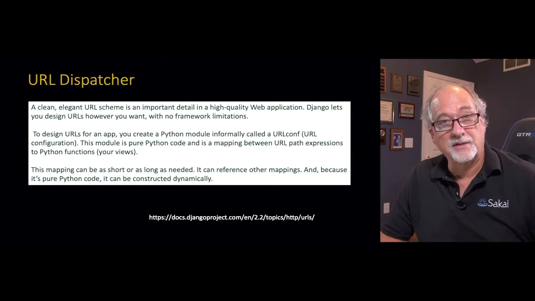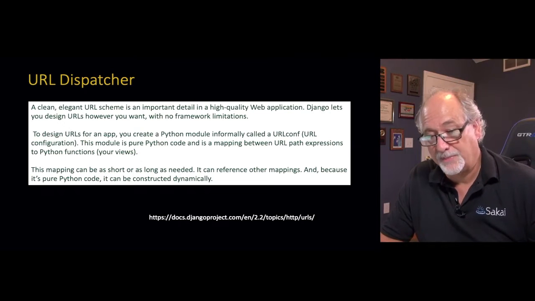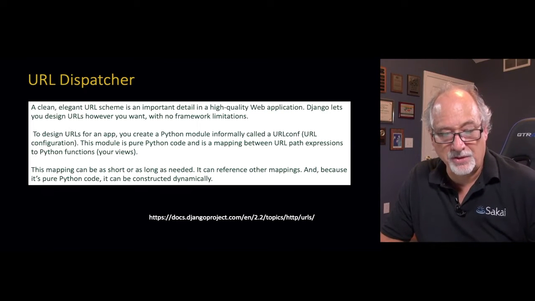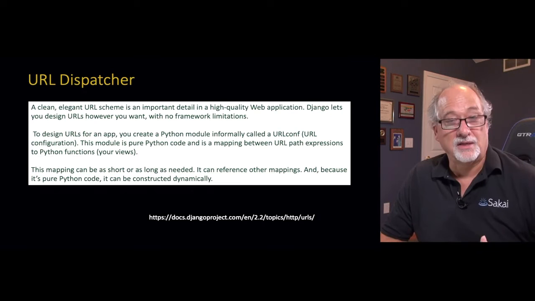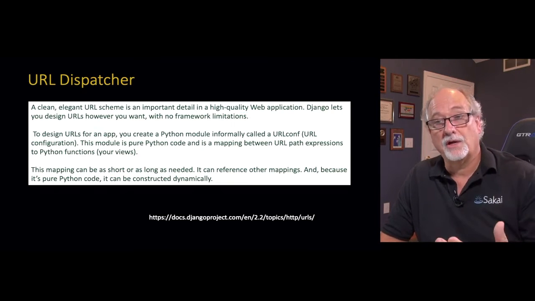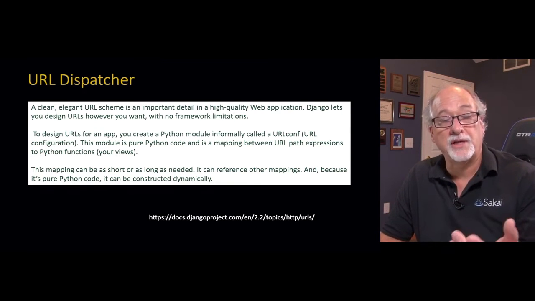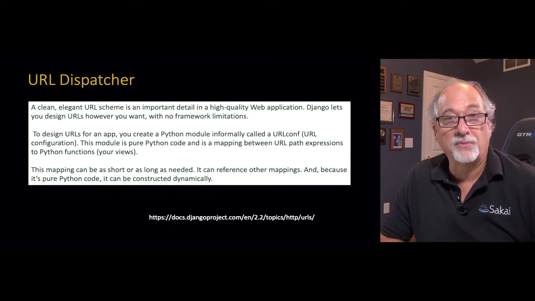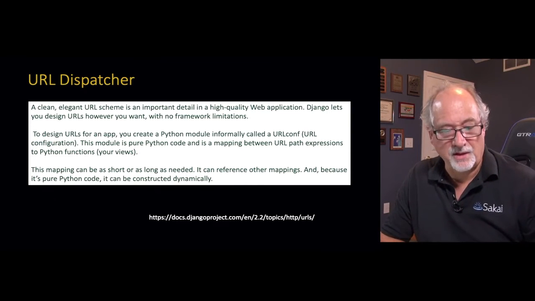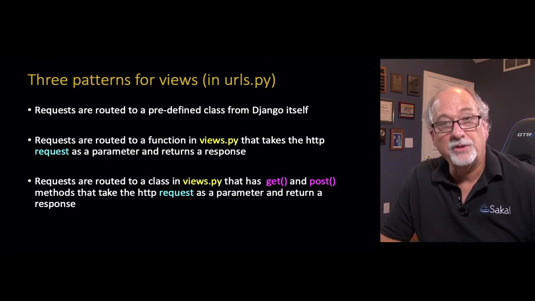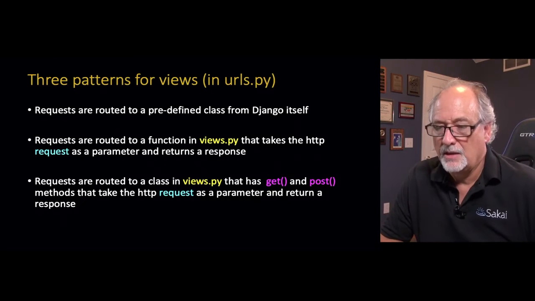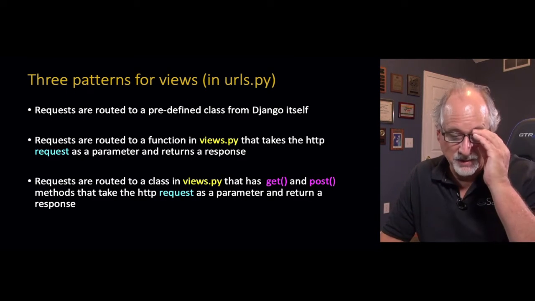So there is this thing in Django called the URL dispatcher. I sort of call it router on my picture. It's basically to get you to be able to define the URLs and how those URLs are to be parsed and handled, and how those URLs are to be routed to the various bits of view code. And so we do this in urls.py. There are three basic patterns.